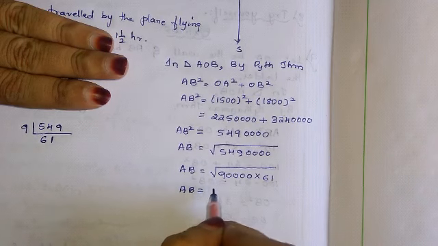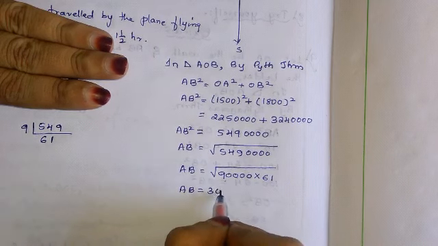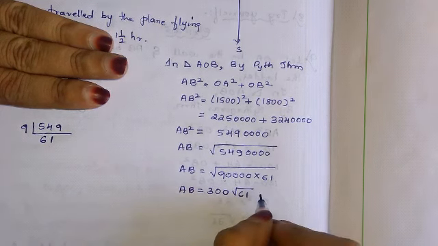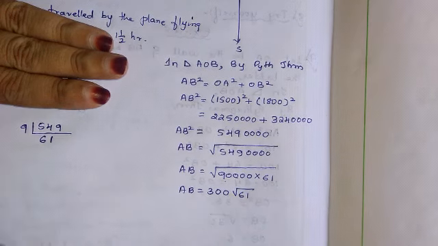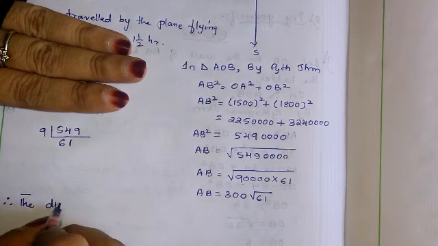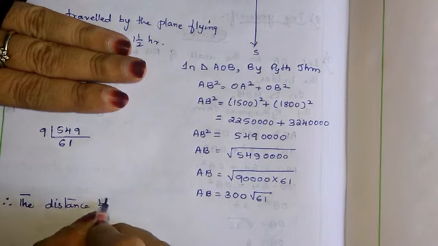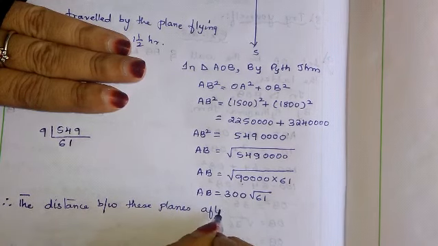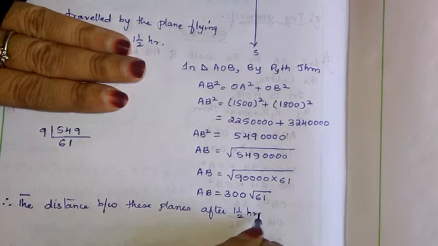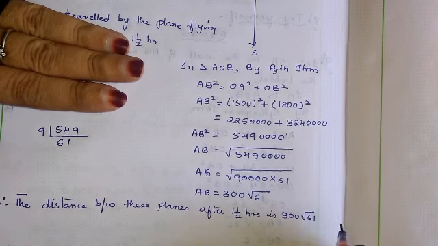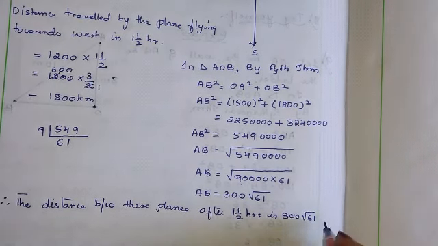So AB is equal to, this root 9 is nothing but 3. Double zero I have to take as single zero outside the root. So root 61. This is the answer. So we can write, therefore, the distance between these planes after 1.5 hour is 300 root 61. They have told kilometer.